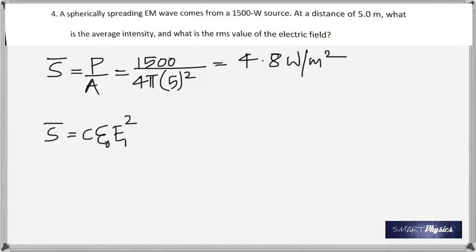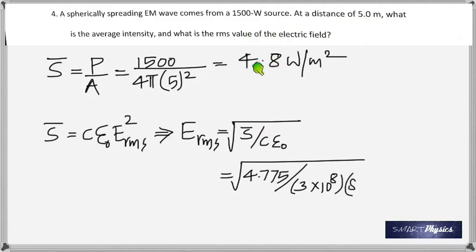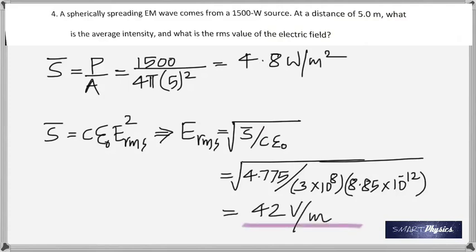And after that, we can use this equation to calculate the RMS value of the electric field. Rearrange that equation and you would get the square root of S bar by c epsilon naught. And I've now put in the exact numbers because when I calculated, actually I got 4.775. So that's what you see there. And it comes out to be 42 volt per meter.